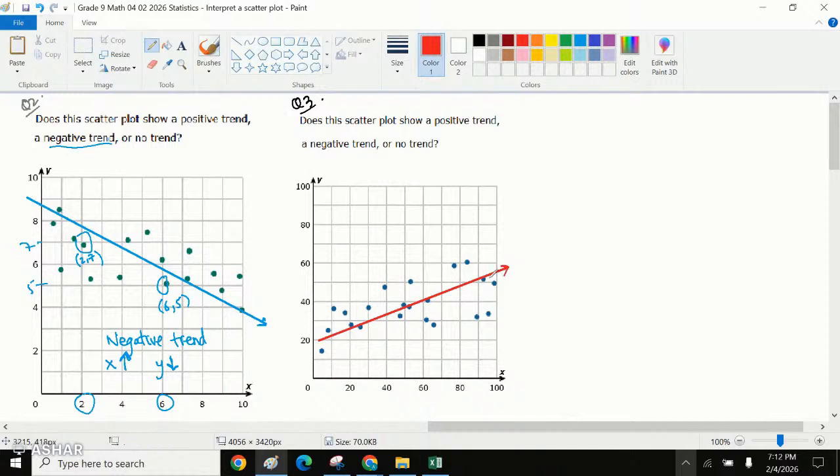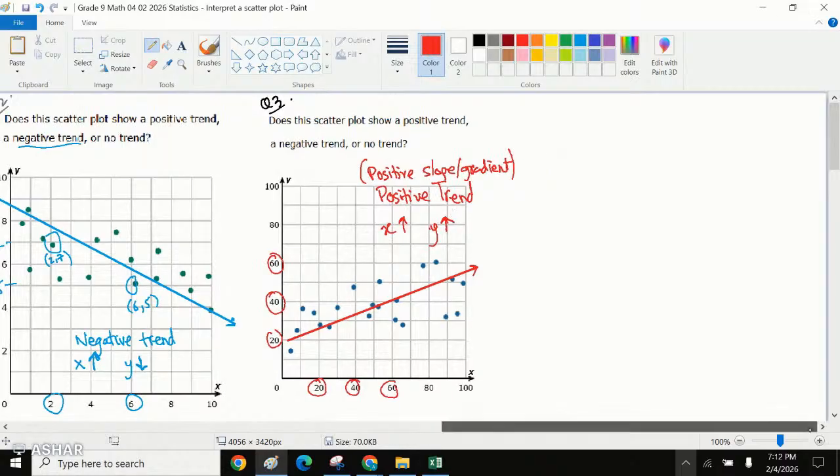And whenever we have a positive slope, we say it is a positive trend, because it's a positive slope or gradient. Gradient and slope are the same thing. It tells how slanted a line is. That means when the values of x are increasing, the values of y are also increasing, right? That means they have a positive correlation. They have a positive trend.